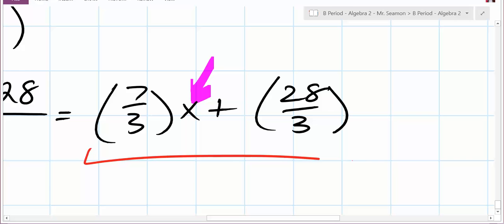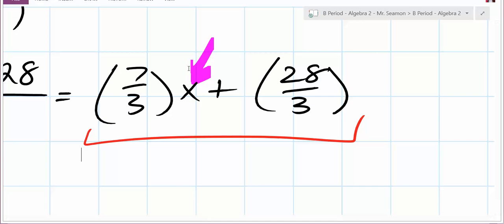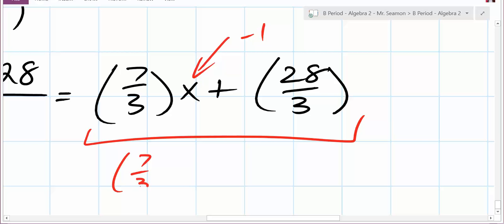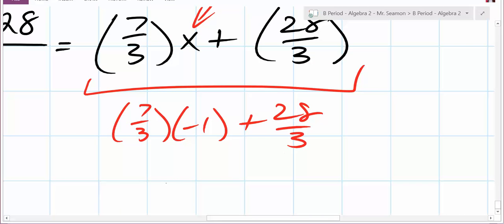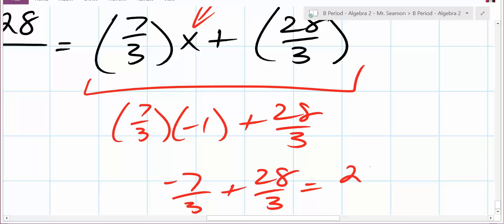Here's our inverse, right? What do we plug in for x? Not 7, we plug in -1. You take -1 and you plug it in here. 7 over 3 times -1 plus 28 over 3. What's that going to be? -7 over 3 plus 28 over 3. What's that? 21 over 3, which is what? Did it work? For that 1 point, we verified.